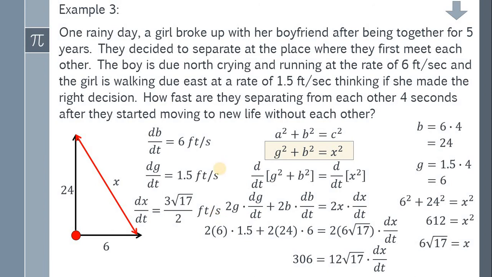Now, convert natin into decimal. So, we have 6.18 feet per second. Now, what does it mean? Ito yung rate ng paglayo nila sa isa't isa after 4 seconds. Now, yung question natin, how fast are they separating from each other 4 seconds after they started moving to new life without each other? And our answer must be 6.18 feet per second. And we're done.